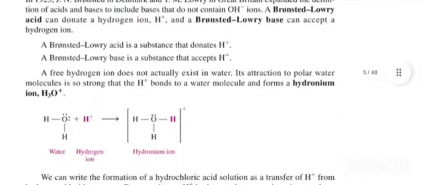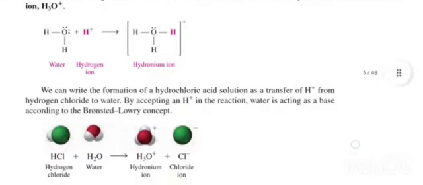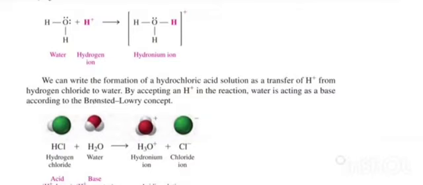A free hydrogen ion does not actually exist in water. Its attraction to polar water molecules is so strong that H+ bonds to a water molecule and forms the hydronium ion, H3O+. We can write the formation of hydrochloric acid solution as a transfer of H+ from hydrogen chloride to water. By accepting an H+ in the reaction, water is acting as a base according to the Bronsted-Lowry concept.